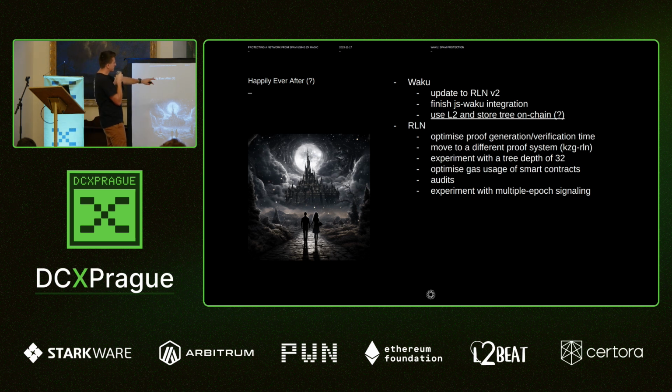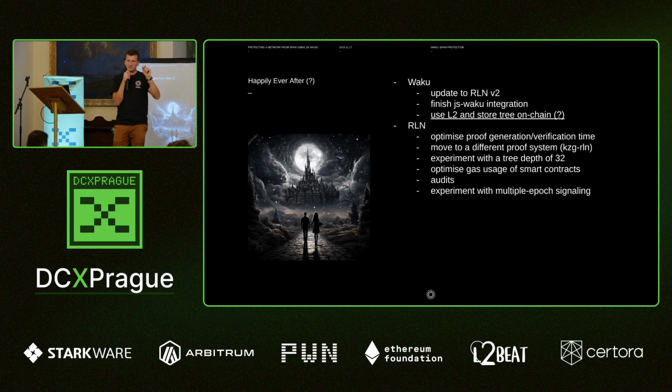And then from the RLN perspective, the rate limiting nullifier perspective, they are working on optimizing the proof generation and verification time. From my perspective, 150 milliseconds for generation and 15 milliseconds for verification is pretty good, but they are not happy with it. Okay, awesome, let's make it better. They are trying to move to a different proof system. Again, ZK magic, I don't understand it. They are experimenting with higher tree depth.